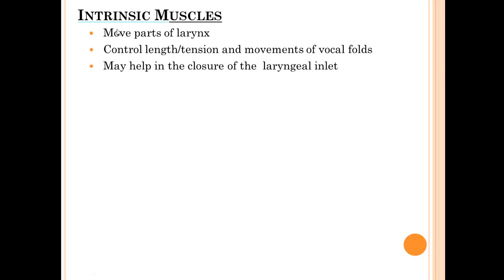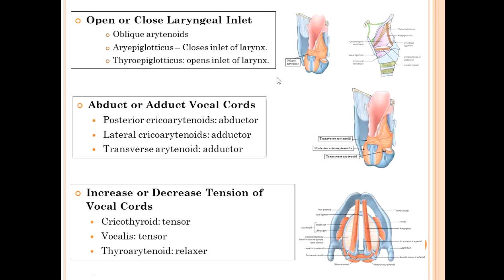What about the intrinsic muscles? They move parts of the larynx. That means they will move the vocal cords, or they will move the epiglottis. So they control the length and tension of the vocal cord. They may help in closure of the laryngeal inlet. Here you see the muscles which either open or close the laryngeal inlet. So this is the laryngeal inlet.